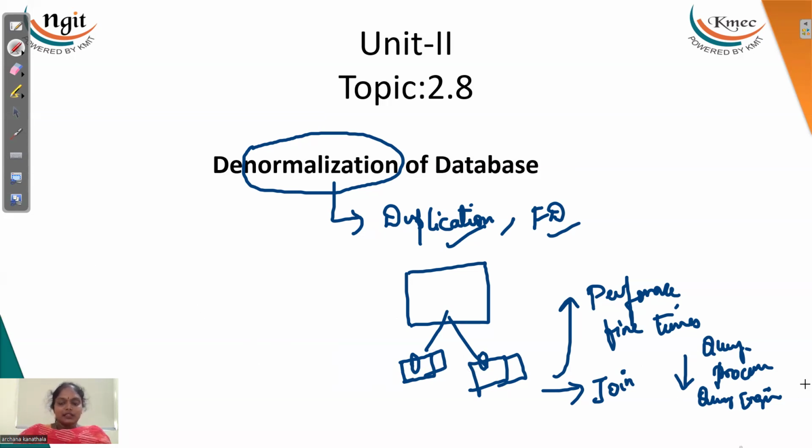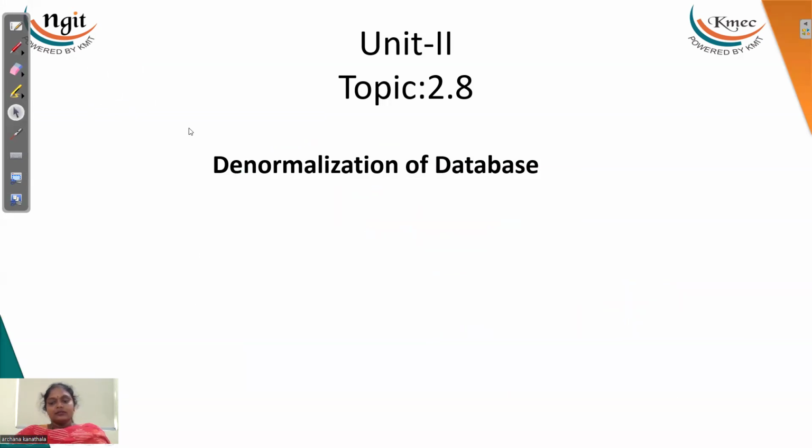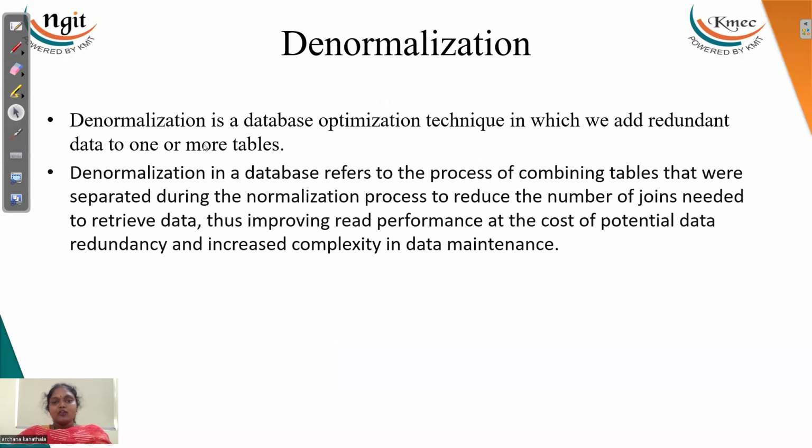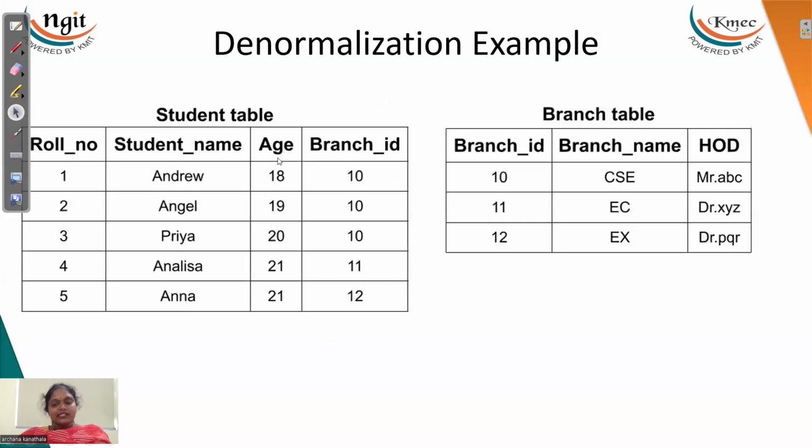Now to understand this better, let us look at the definition. Denormalization is a database optimization technique in which we add redundant data to one or more tables. Denormalization refers to the process of combining tables that were separated during normalization to reduce the number of joins needed to retrieve the data. Thus it improves read performance at the cost of potential data redundancy and increased complexity in data maintenance. Now let us go through an example.